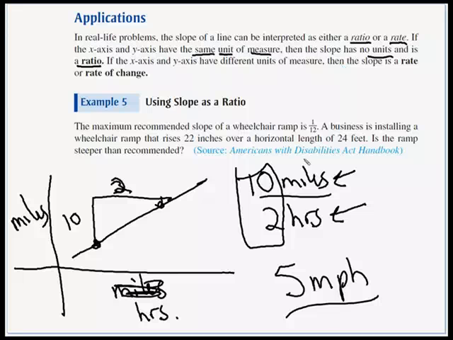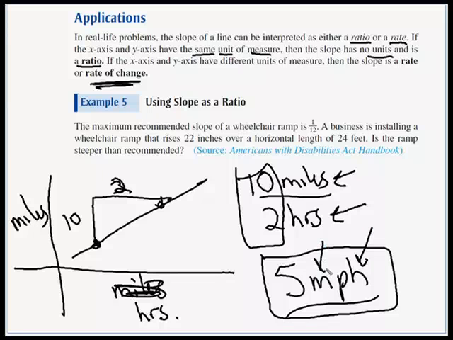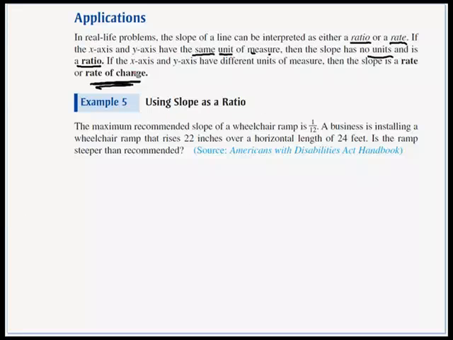So if the units are different, it is a rate of change. When you're cruising down the highway at 5 miles per hour, that is your rate of change. For each hour that you travel, how many miles have you traveled? 5 miles per hour.